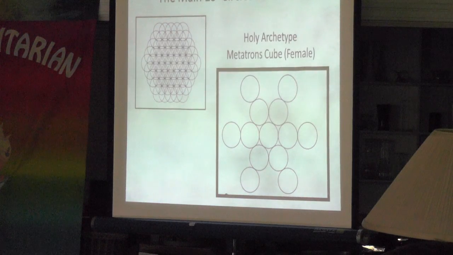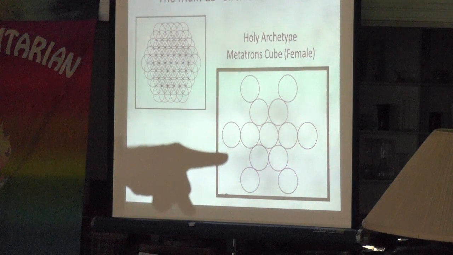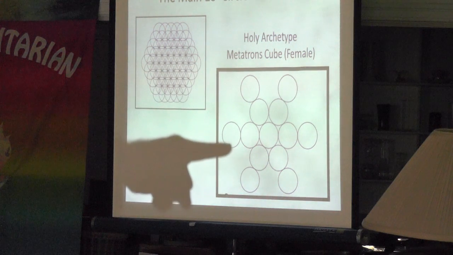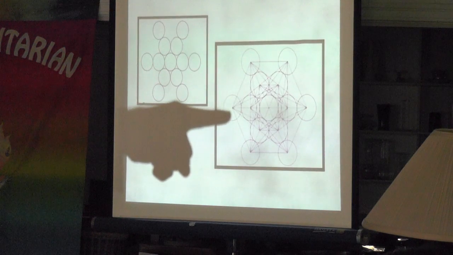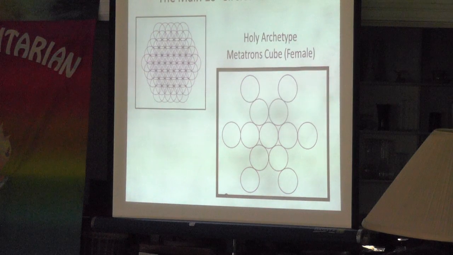Now if you take away these other circles here, you get this grid, which is called the holy archetype. It's the female version of Metatron's cube. So Metatron's cube is when you take the center of each of these circles and connect them through lines.